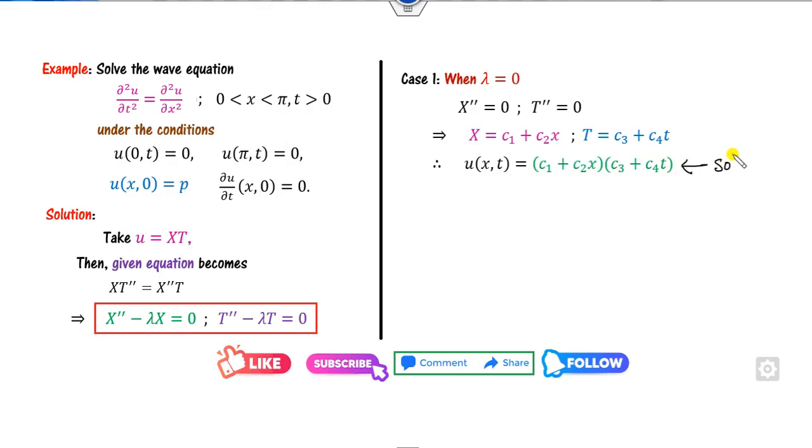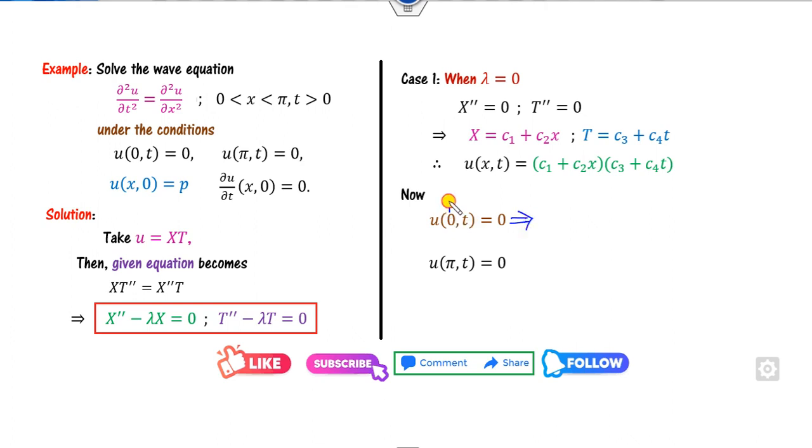Now once you know the solution, I can apply step number 2. Step number 2 is all those conditions whose right hand side is 0. This is the right hand side 0, this is the right hand side 0, this is the right hand side 0. So firstly I can apply the first two conditions.